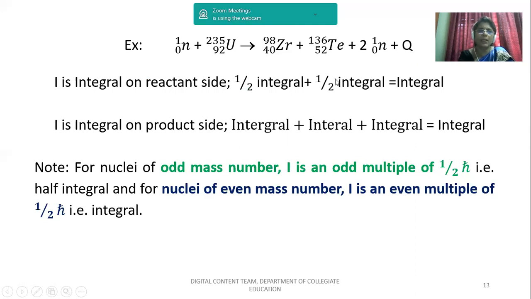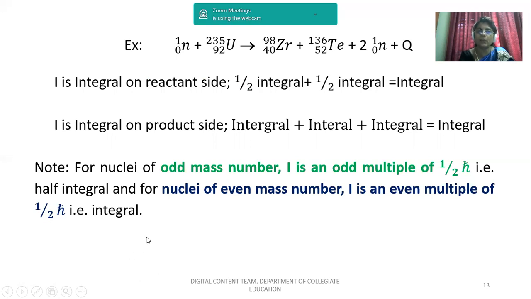And here, before going to assign the values of I for reactants and products, let us consider, based on the mass number of any nuclei, how to treat the value of I. So for any nuclei of odd mass number, I is an odd multiple of half h bar, or it is nothing but half integral values. For nuclei of even mass number, I is always an even multiple of half h bar, or we consider it as an integral value.